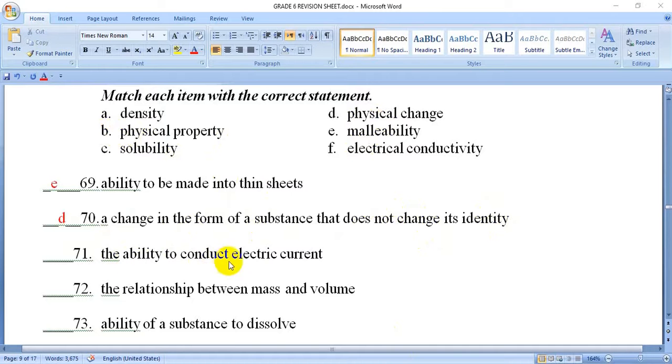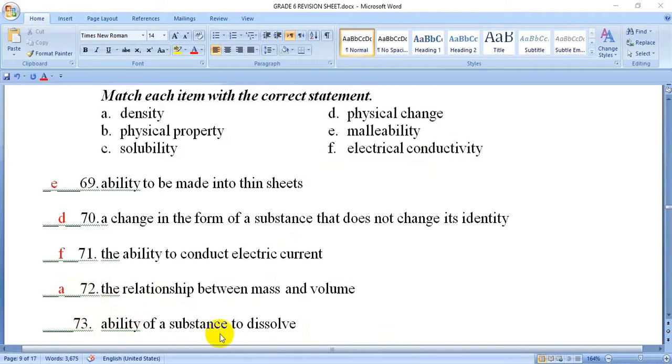71. The ability to conduct electric current. The ability of a substance to conduct electricity, like metals, they conduct electricity well. We call this, yes, electrical conductivity, F. Next question 72. The relationship between mass and volume. Mass over volume is, yes, density.